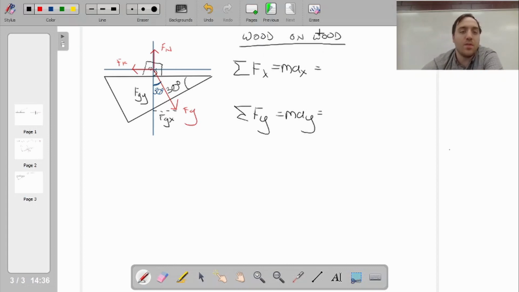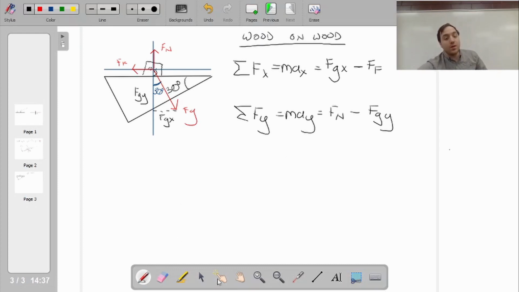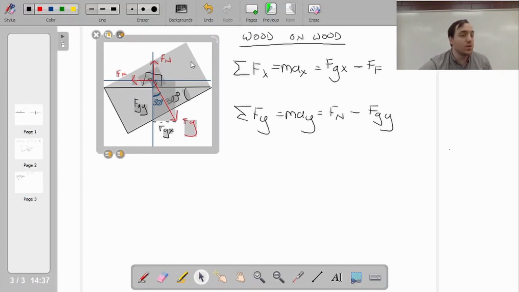So when I write my sum of all forces, let's just put that in. In the x direction, I have Fg x, the part of it that's in the x direction, this side here, minus the frictional force here. In the y direction, I have normal force and force gravity in the y direction. Now, you'll notice right off the bat that these forces may or may not balance.